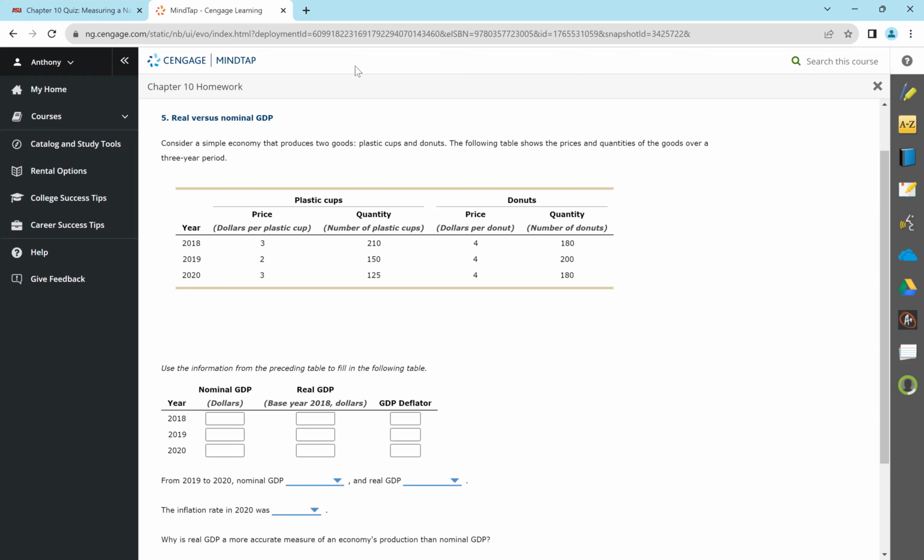It says here, consider a simple economy that produces two goods, plastic cups and donuts. So real GDP, see how it says using the base year? That's what we were just doing. For the first year, 3 times 210, 4 times 180. So grab your calculator: 3 times 210, 4 times 180. Add those together.